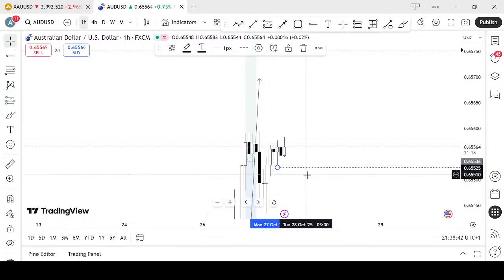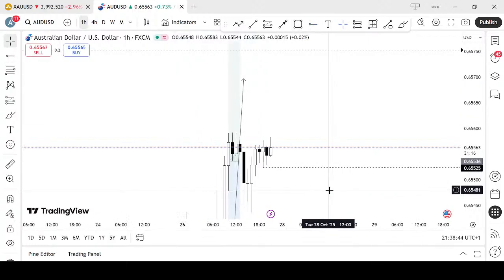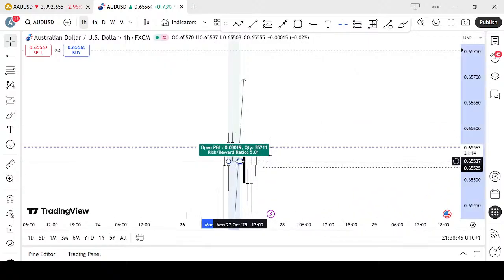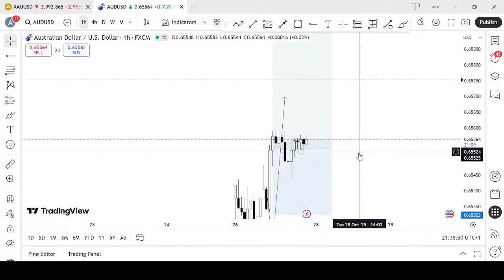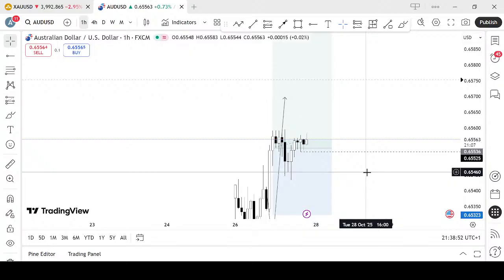But I'm expecting this low. I'm not expecting price to come below that low right there, because that should be a stop loss for a valid entry that was formed.